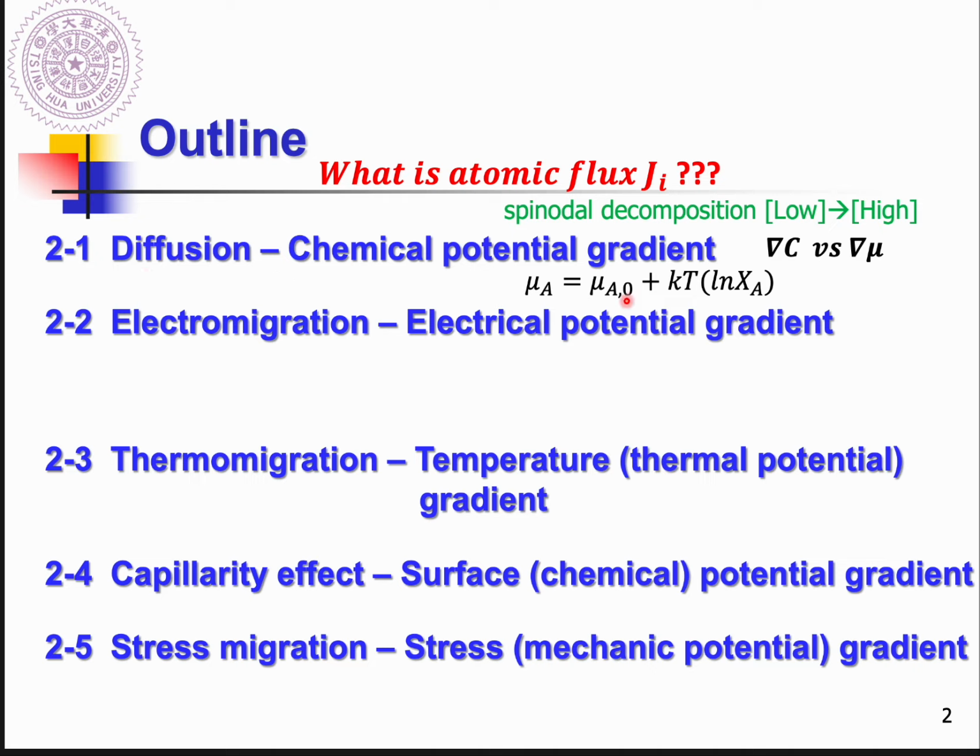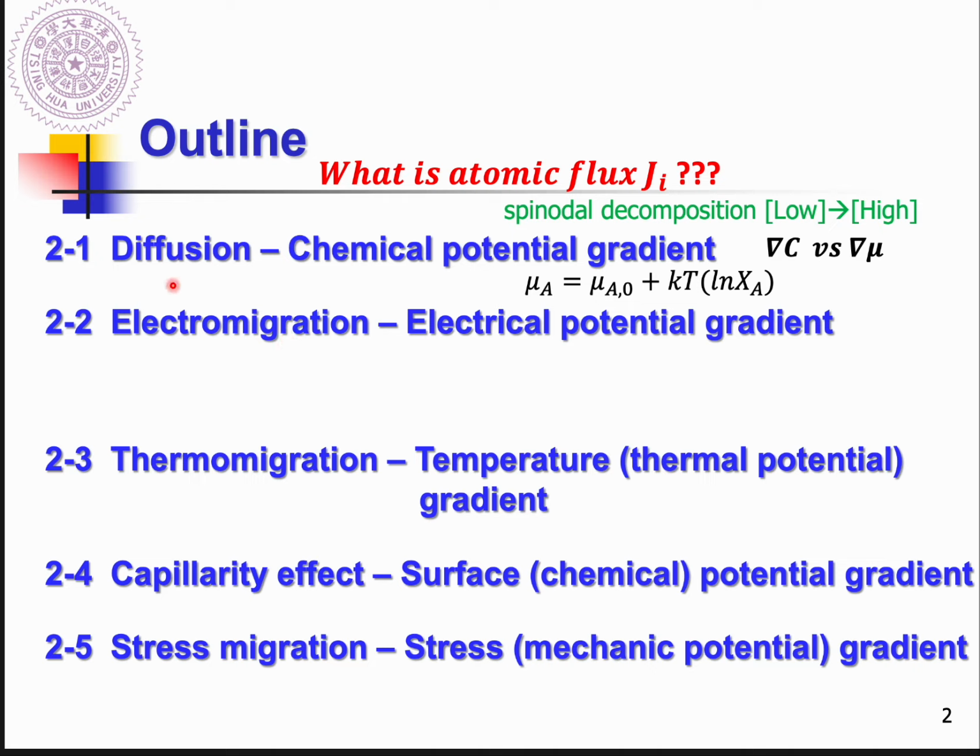And this is a quick review. You need to know that the chemical potential of specific atoms is related to their composition in these materials. And the second driving force we are going to show you is what we call electron migration. Based on this term, you know the electron flow drives this atomic migration.